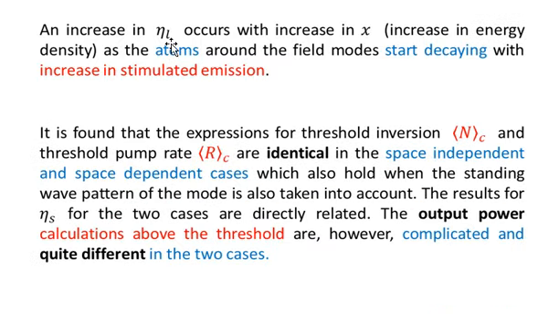An increase in eta L occurs with an increase in X, that is increasing energy density. So if you want to increase X, it means that you are increasing the electrical pump power, and when you are increasing it, you are increasing the energy density within the resonator. This will result in an increased efficiency of the longitudinal pumping, and you have an increased value of eta L.